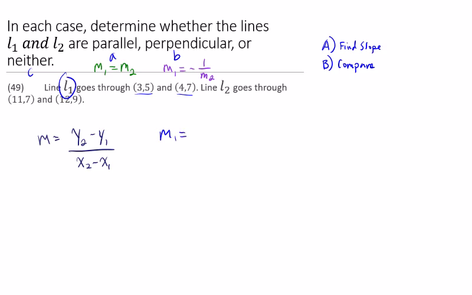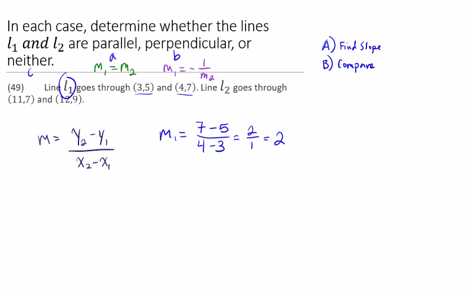We're going to do y2, we'll call it 7, minus y1, which is 5, so y2 minus y1 all over x2 minus x1. So 7 minus 5 is 2. 4 minus 3 is 1. So M1 is 2.